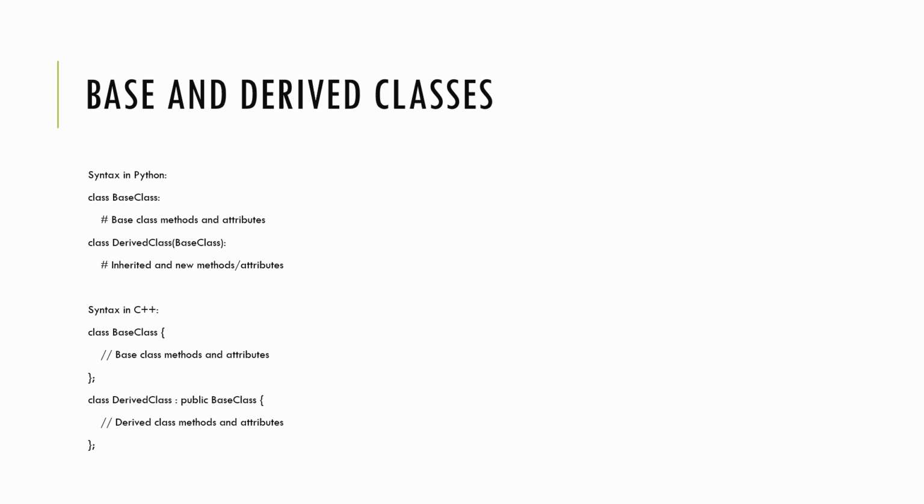Inheritance is implemented using base and derived classes. In Python, the syntax is straightforward. We have base class methods and attributes and inherited and new methods or attributes. Both Python and C++ let you reuse functionality while enabling extensions in derived classes.